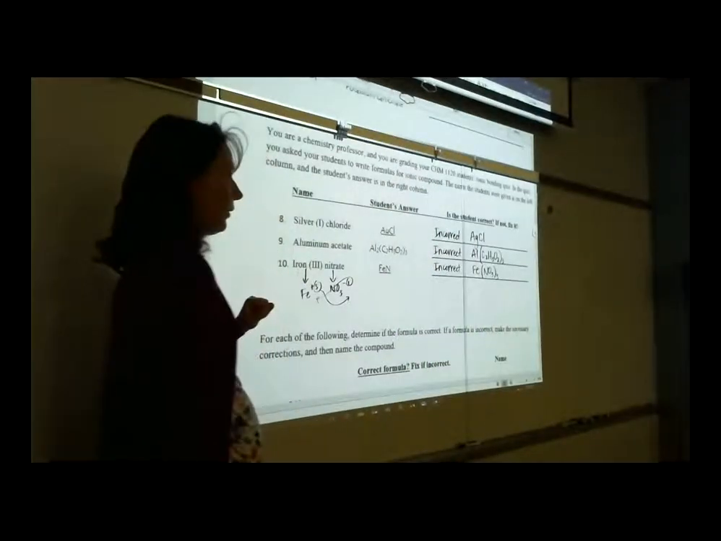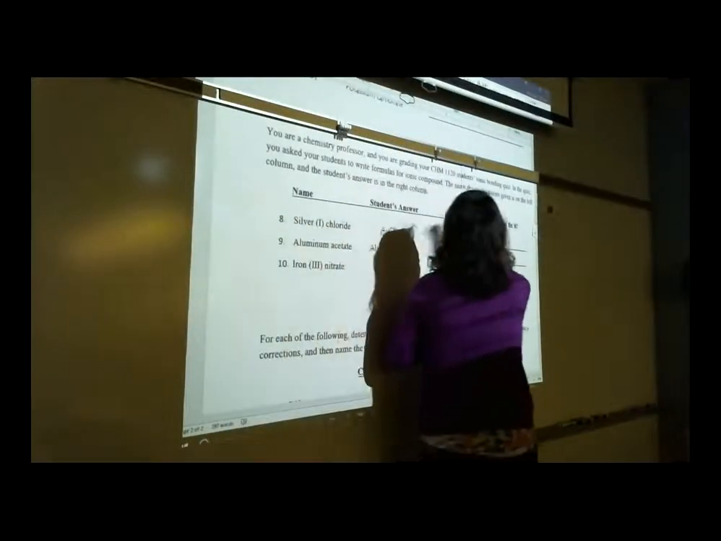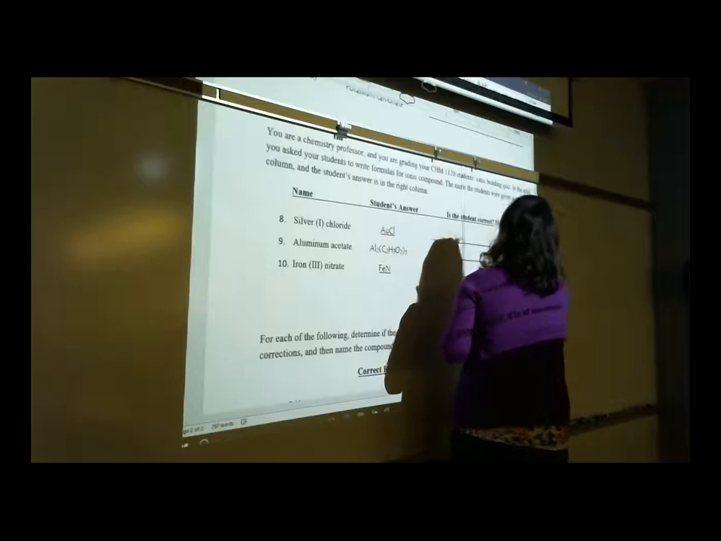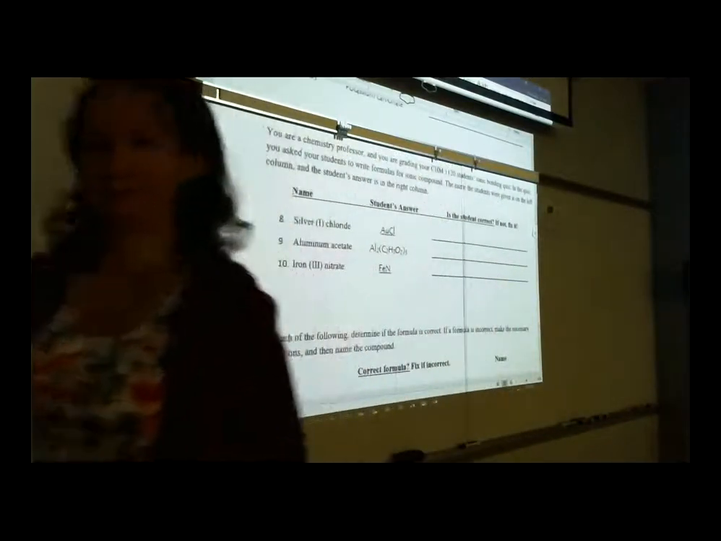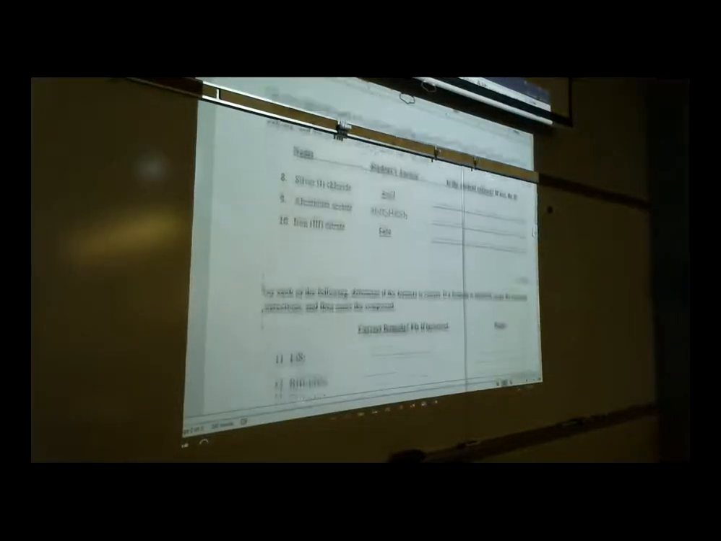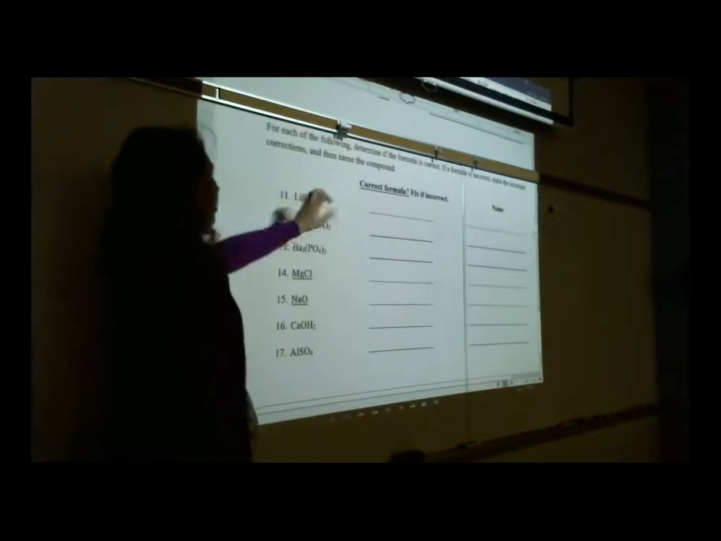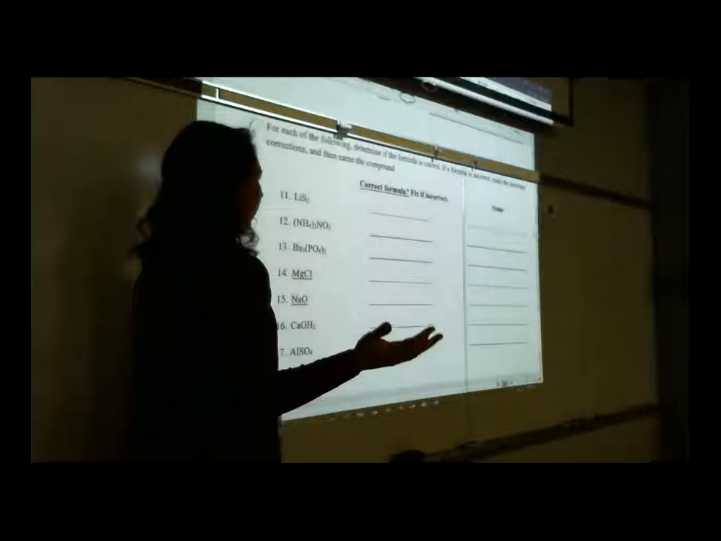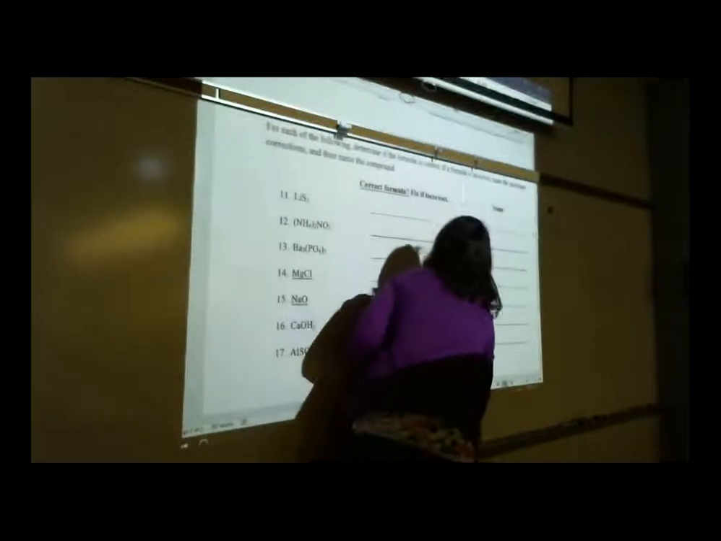Grading your students' work. Because if you can grade someone else's work and evaluate where they are, that usually means that you've mastered the material too, which is a good thing. Okay, for these problems, I've given you a formula, and then you decide, is this formula correct? If it's not correct, what should it be? And then also give me the name.